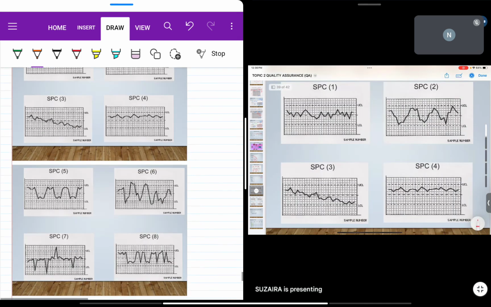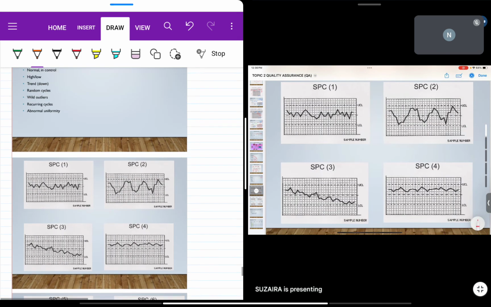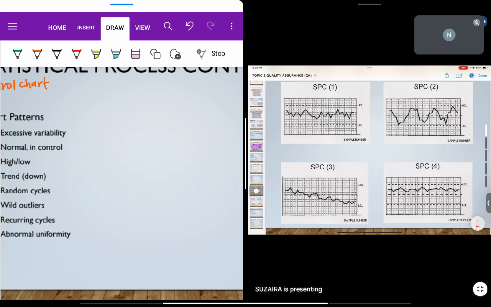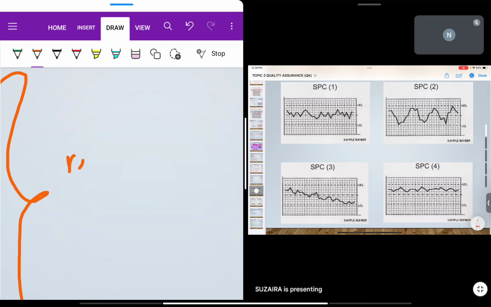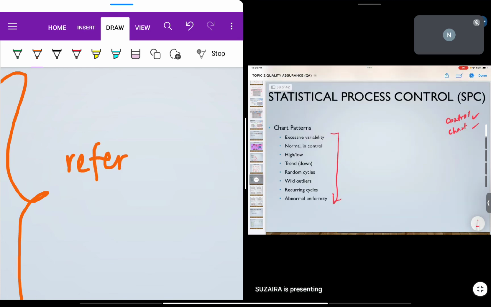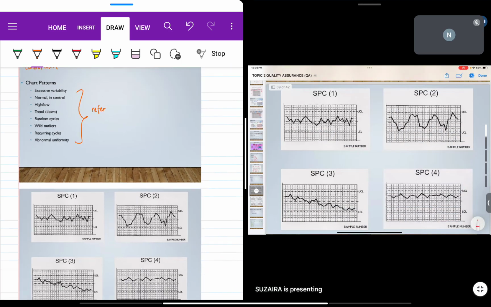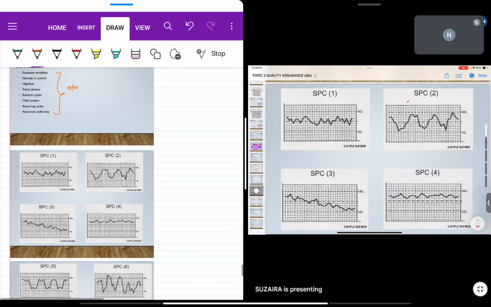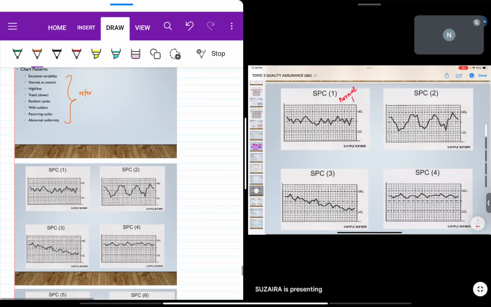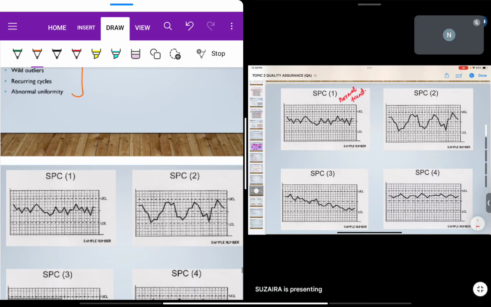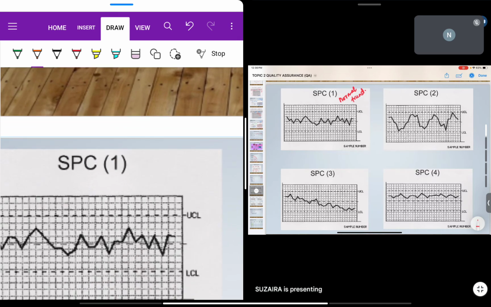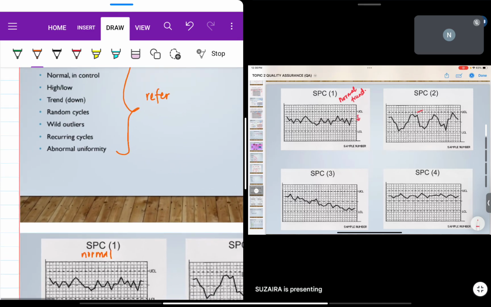Okay. So if let's say we go for SPC number 1. Okay, SPC number 1 is more towards what kinds of trend? Okay, so if you look at the first one, is SPC number 1. This is more towards like a normal one, normal trend, right? Because the data is actually plotted in between the UCL and also LCL, and it's nearly towards the center line.